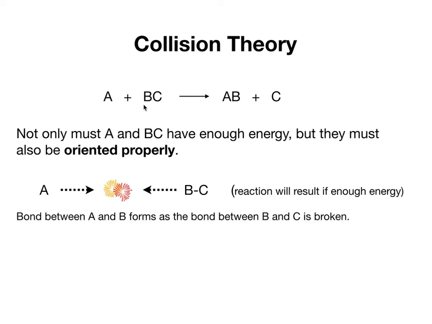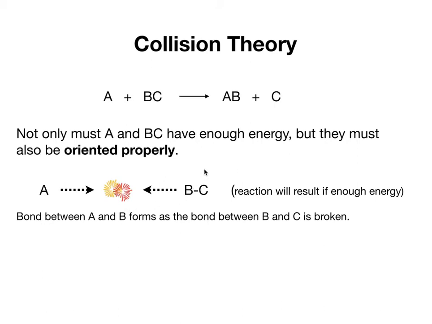If you look at this overall reaction here, you can see that in order to get from reactants to products, this BC bond has to be broken and a new bond has to form between A and B. So a bond between A and B forms at the same time that the bond between B and C is broken. So if the molecules are oriented in this fashion and they are coming towards each other with enough energy, a reaction can result.